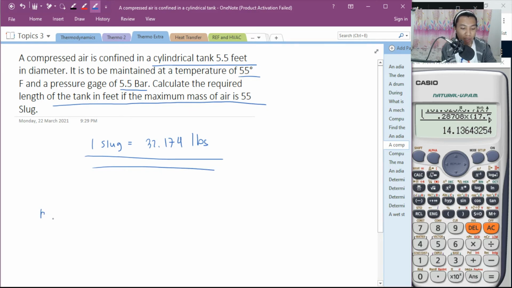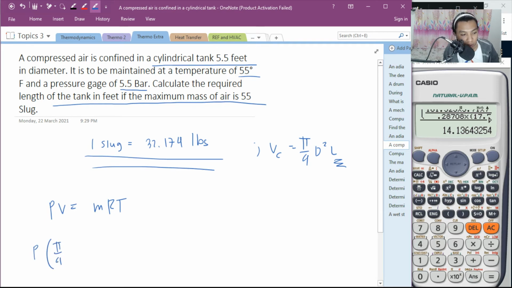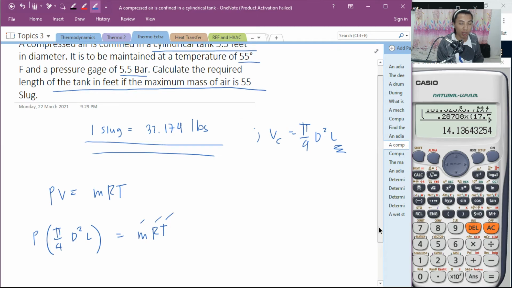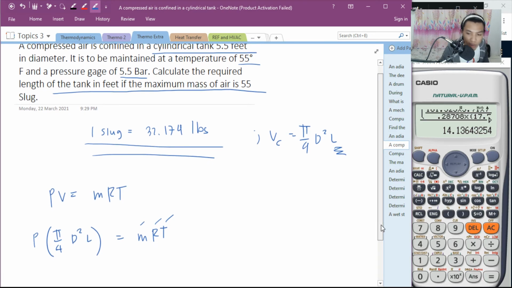We have the PV equals MRT relationship. What we're looking for is volume. So PV is equal to MRT, and the volume is based on a cylinder, pi over 4 d squared L. We're looking for L. P multiplied by pi over 4 d squared L equals MRT. We have the mass, the R, and the T. In feet, so it's better to convert everything first, into single units.